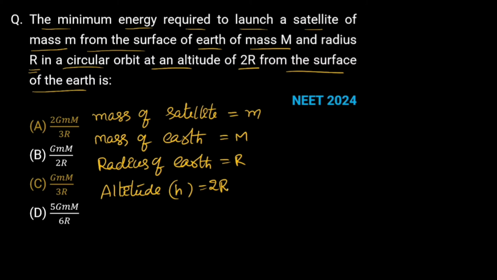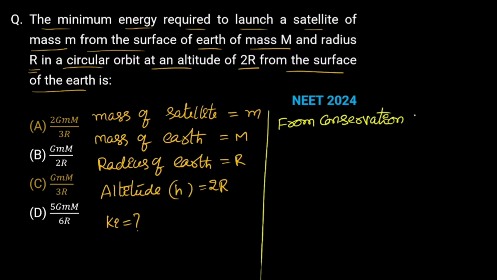Okay. Then what are you asked to find? What is the minimum energy? What kind of energy is required? Kinetic energy. Kinetic energy required is how much for launching the satellite? For that, you can use the conservation of energy principle. Energy is a conserved quantity.